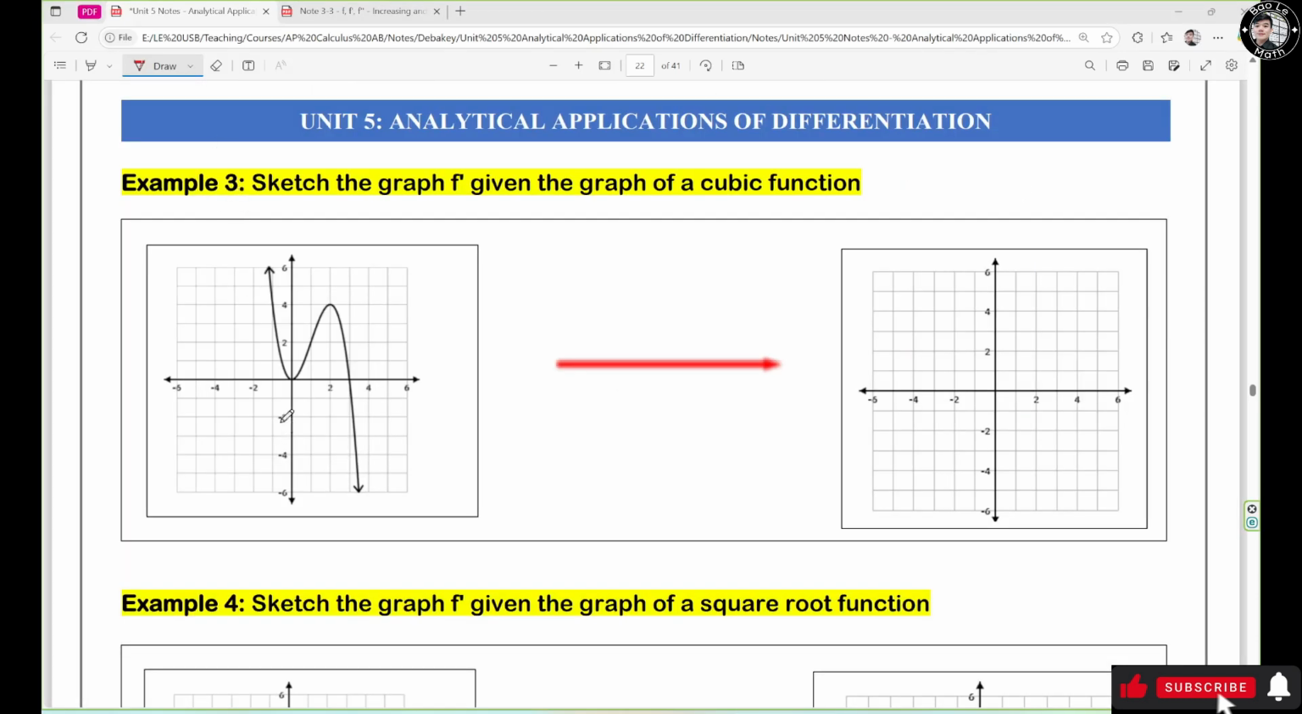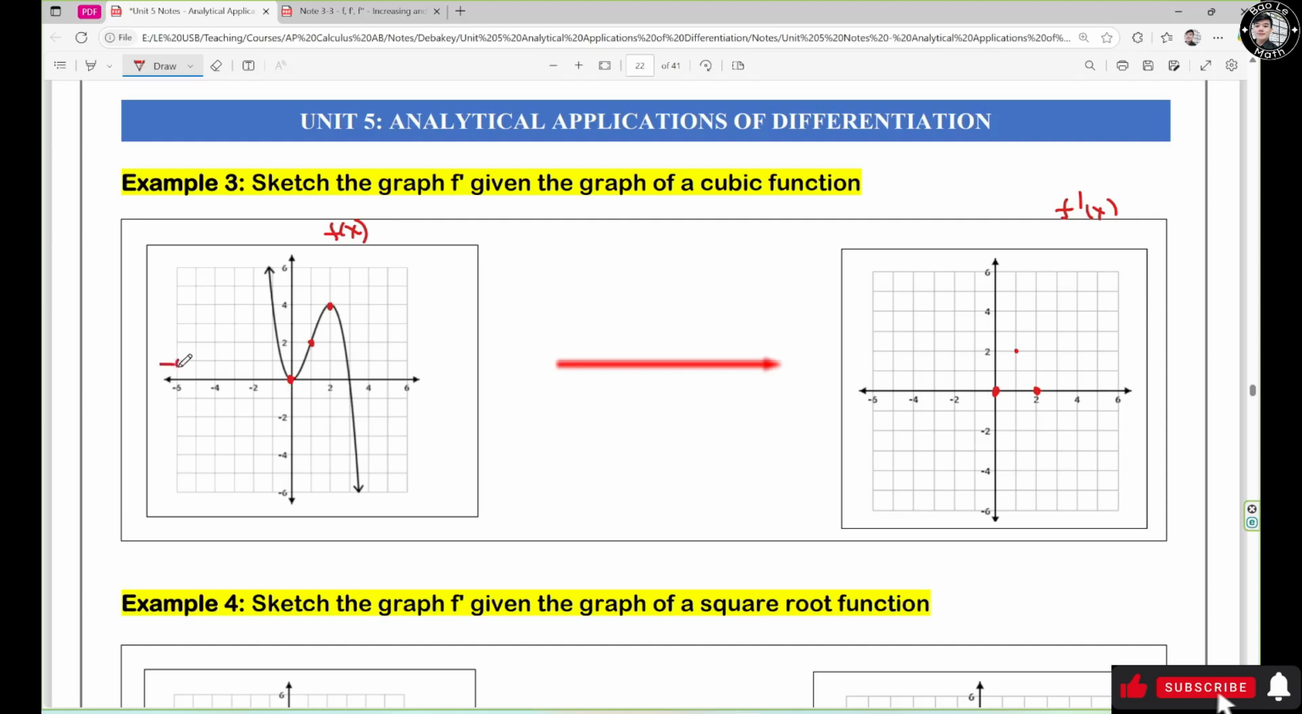Now let's move on to example number 3. First, you need to locate the minimum and maximum, right? This one is the minimum, this one is the maximum. Minimum and maximum become 0s of the function f prime of s, right? So it can be 0 and 2, right? So 0 here and 2 here. Now the point of inflection is right here at 1, right? This guy becomes a relative extremum of this one, right? So it could be right here.